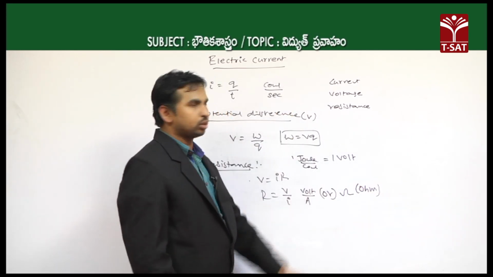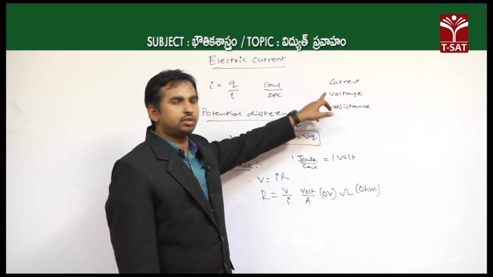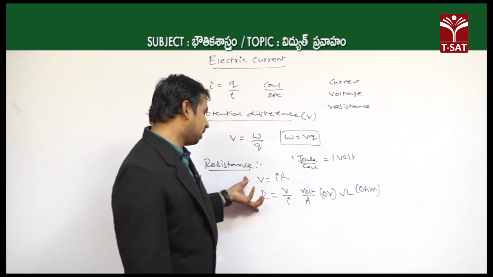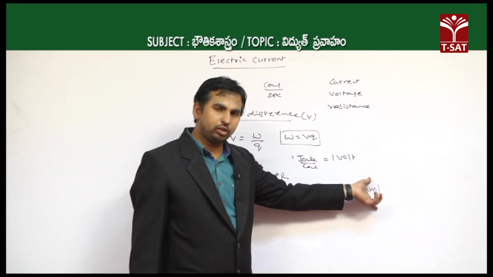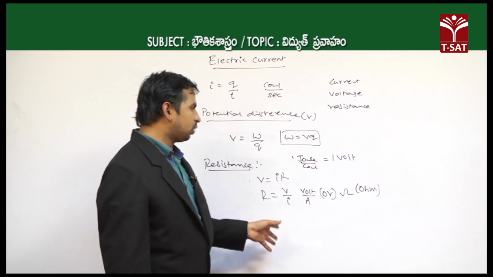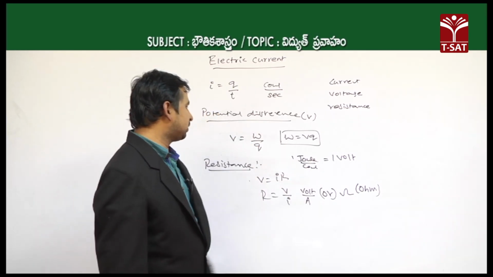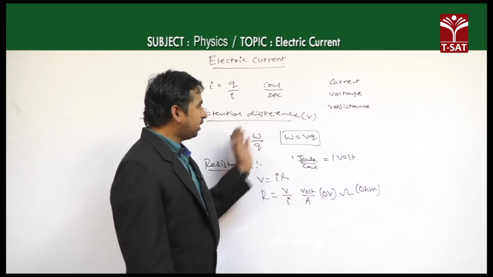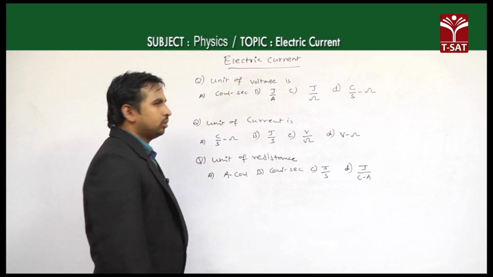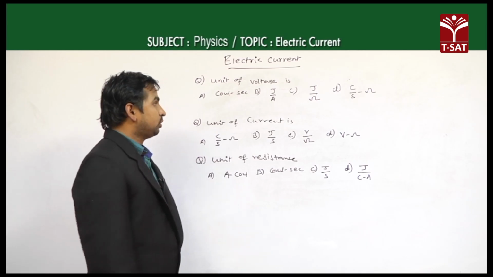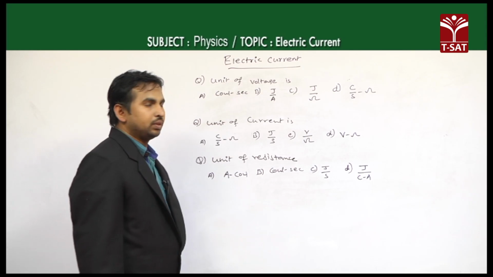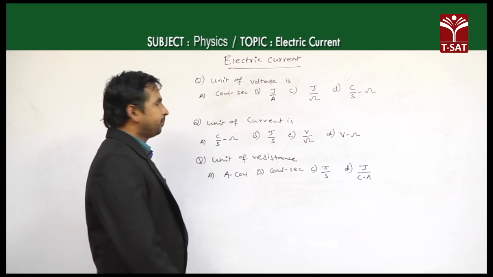They also ask about the units: the current units, the voltage units, and the resistance units. When it comes to resistance, we have seen it is volt per ampere, or we can also write that as ohms. Current, voltage and resistance: volt per ampere is for ohm. For voltage, we have joule per coulomb or volt. Depending on the unit given there, we have to change our units. Most of the cases they will give units for current, voltage and resistance.